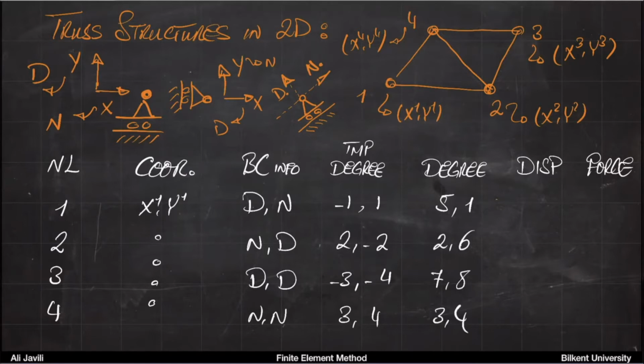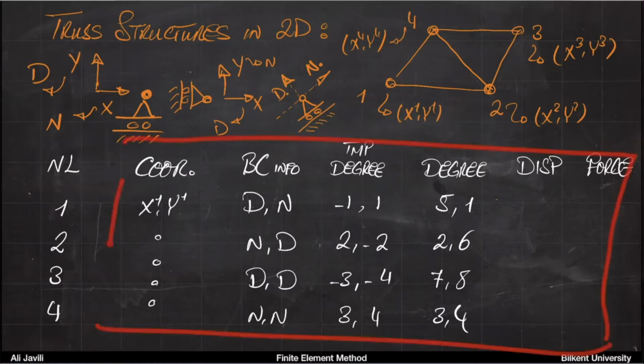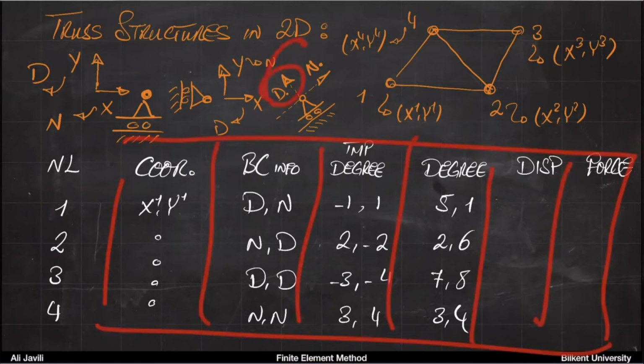And then you would have some sort of displacement and forces in the next 2 columns. But long story short, remember, this thing was 6 columns before. Now it is 6 times 2 columns, so it's 12 columns.